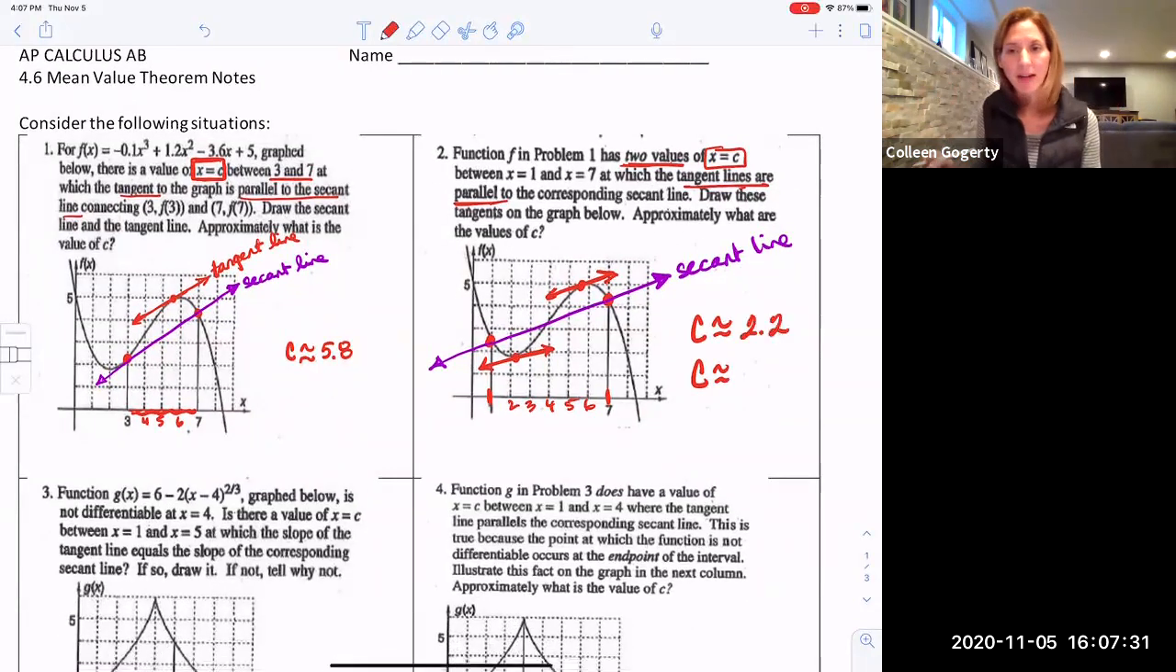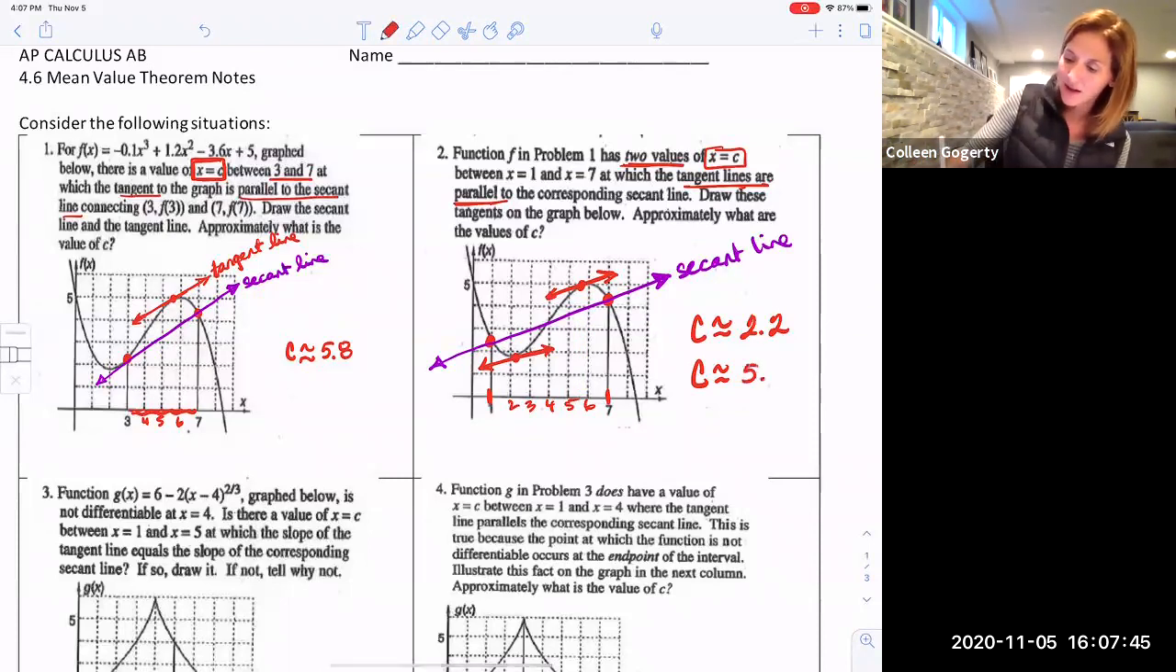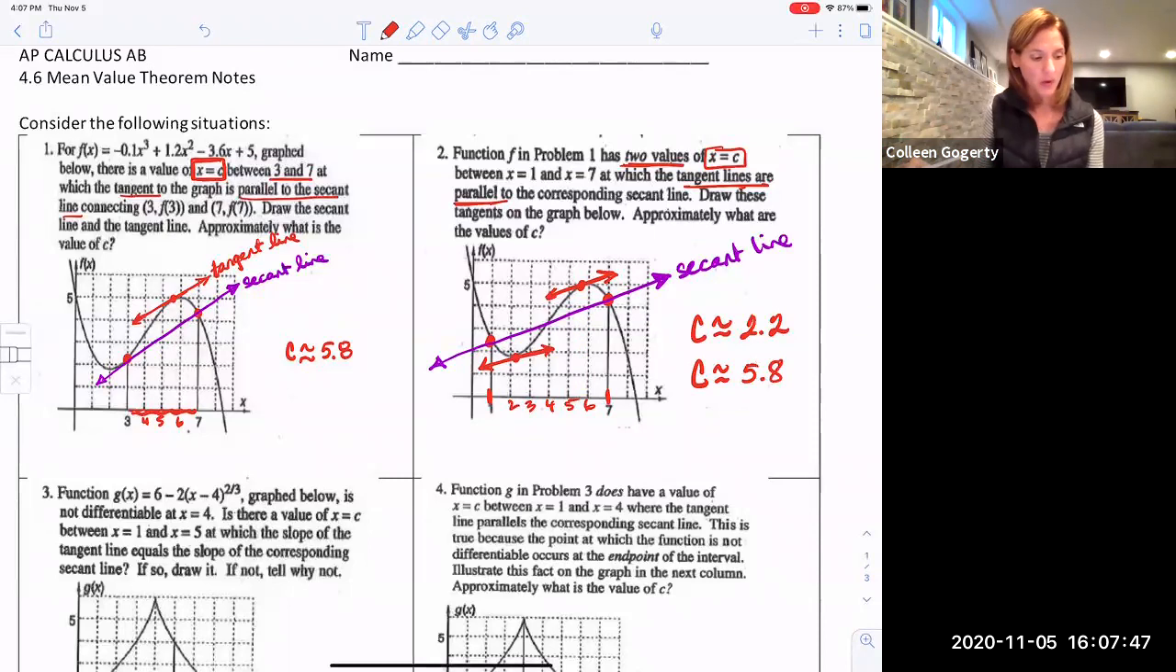I'm not going to worry too much, okay? And then as far as the other one goes, well, it's up here. So it's in between 5 and 6. I think it looks a little closer to 6 to me in the way I drew it. So I'm going to say 5.8-ish, okay?